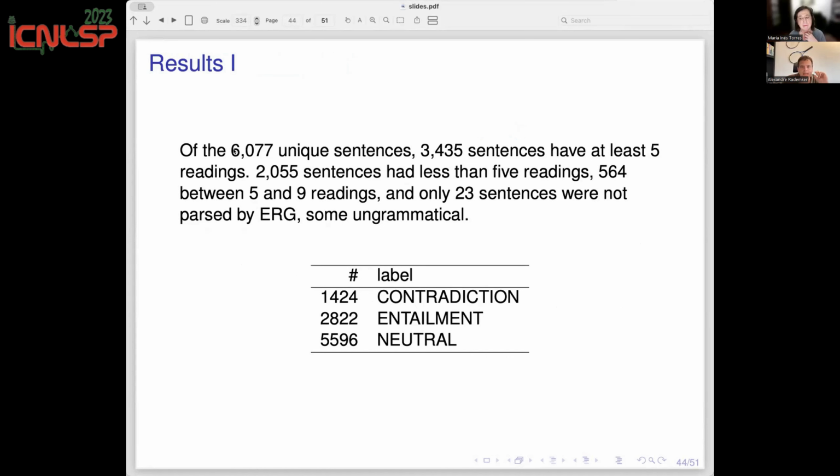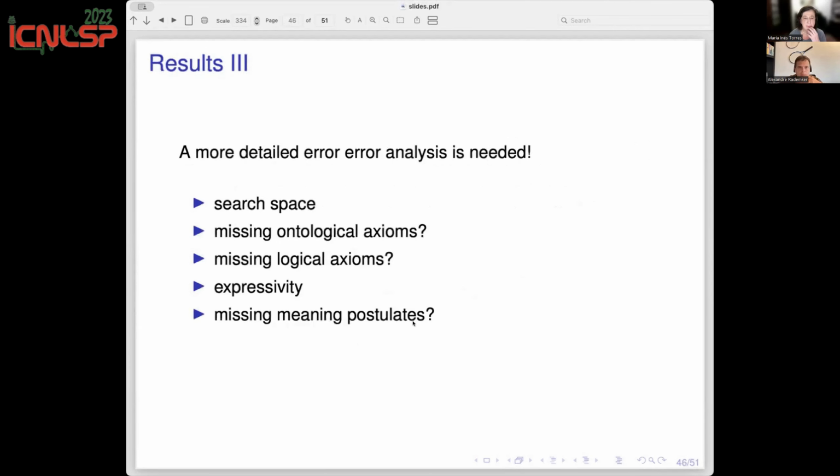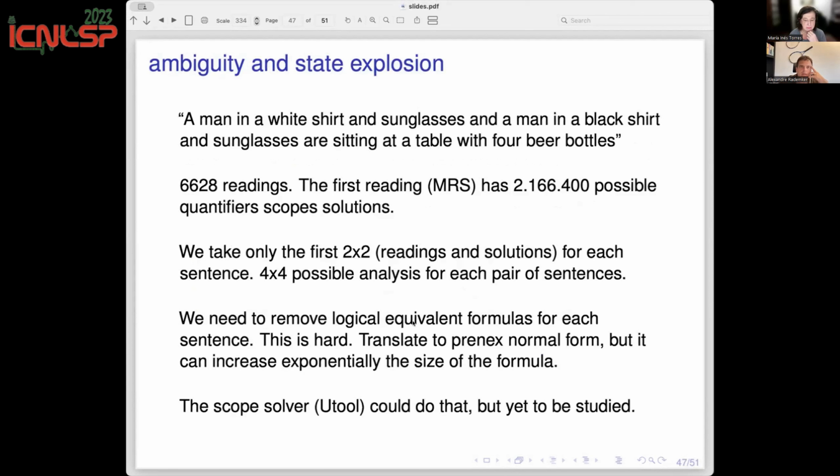The SIG has 6,000 sentences. We are able to parse almost all of them; only 23 could not be parsed. But it is not balanced, so we reduced the SIG to a balanced subset with 333 sentence pairs for each of the labels, and we obtained these results. 35 and 40% accuracy in contradiction, and for neutrality we got 100%. Many problems arise from that. We are still working on the tail analysis of these problems.